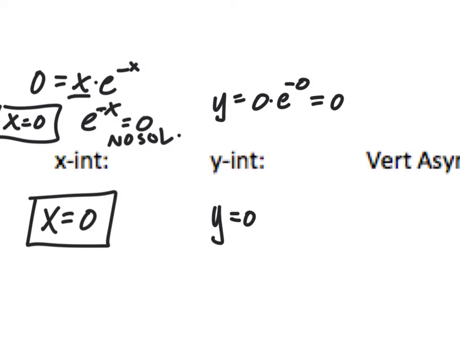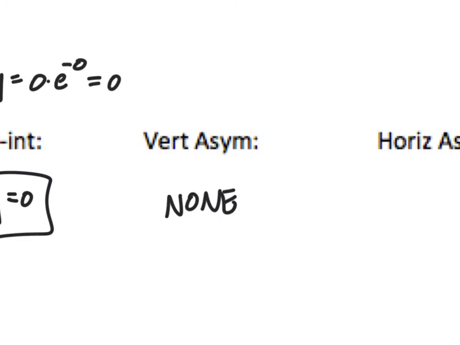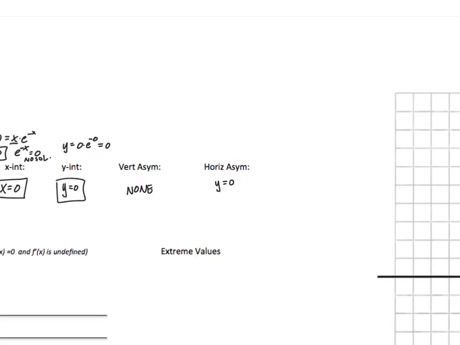I don't have a vertical asymptote. I have none for this function, but I do have a horizontal asymptote. As x gets really, really big, we approach the x-axis. So I do have y equals 0 as a horizontal asymptote. So I have all those.